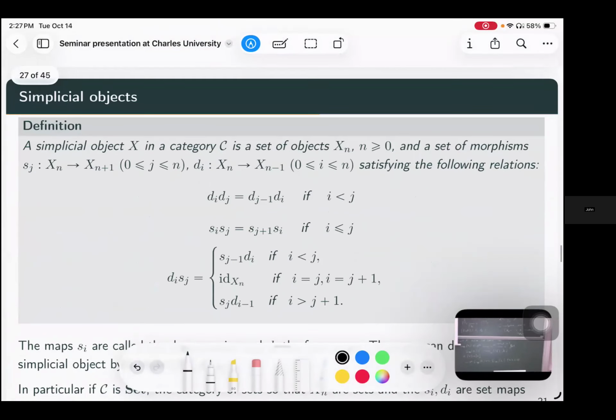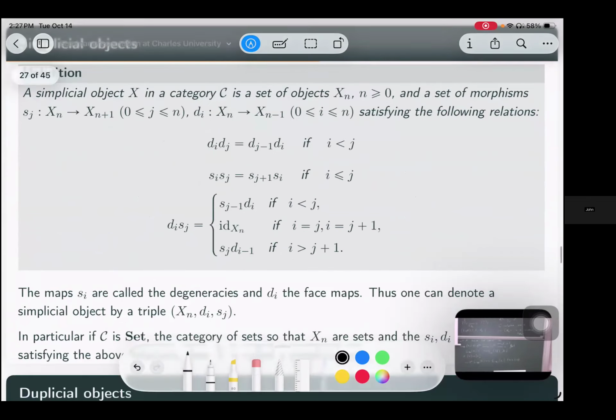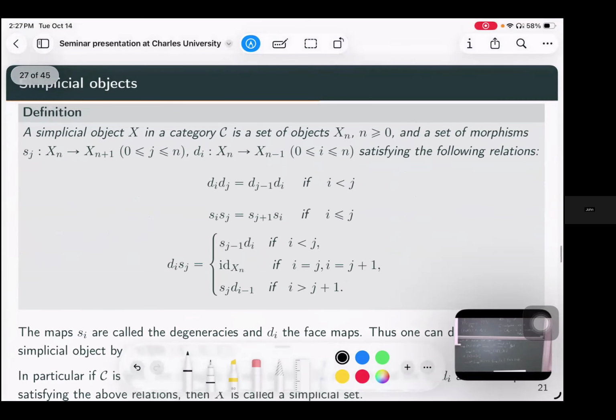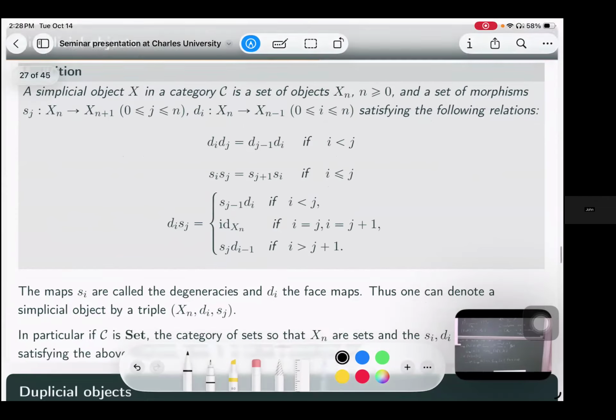So Julius spoke about simplicial objects, and for that matter, I would skip, but I'll just say something little here. Alternatively, we can write what he spoke about, a simplicial object in a category, say C, this way. These are the simplicial relations that he was referring to.